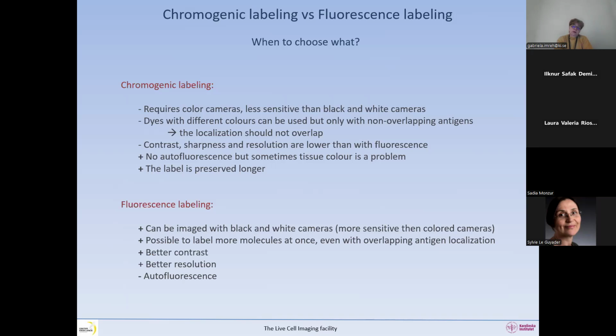But unfortunately, when performing fluorescent labeling, we have to deal with autofluorescence. And if we didn't do our homework to check beforehand how we match our fluorophores with the specification of our microscope, we will have a risk of bleed-through between fluorescent dyes. Another negative aspect is that these fluorescent dyes can fade during imaging and storage, so we cannot preserve the sample as long as when performing chromogenic labeling.